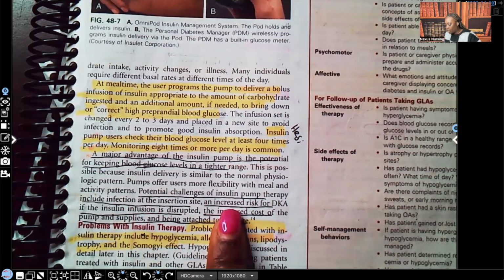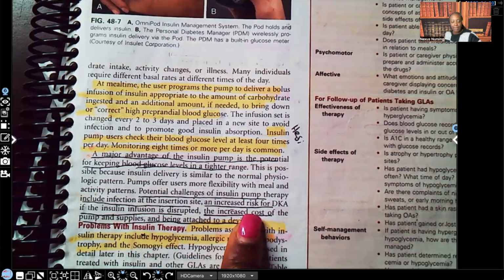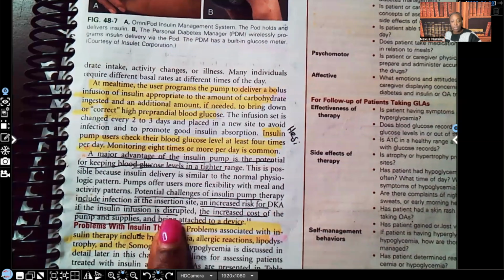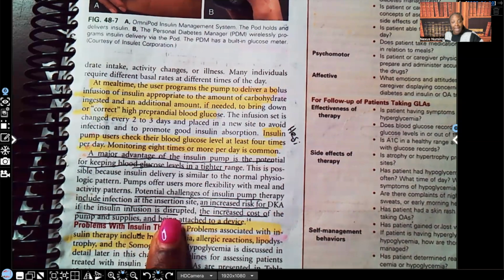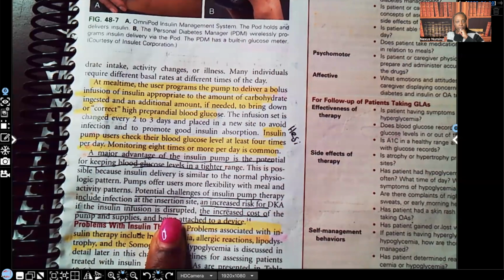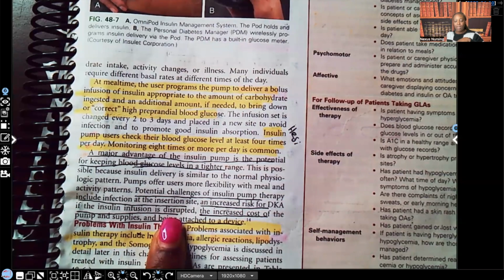Increased risk for diabetic ketoacidosis if the insulin infusion is disrupted, because remember, especially our type 1s, they're what? Insulin dependent. They absolutely have to have insulin. If they don't, that blood sugar is going to drop. Now, let's say something happens and they're not getting that insulin. Let me back up because I said it wrong. If they don't get the insulin, their blood sugar goes up. It doesn't drop.